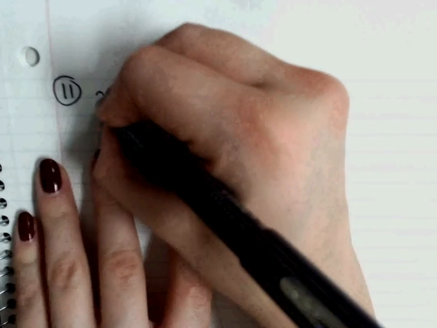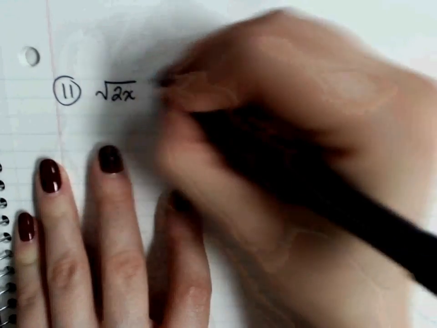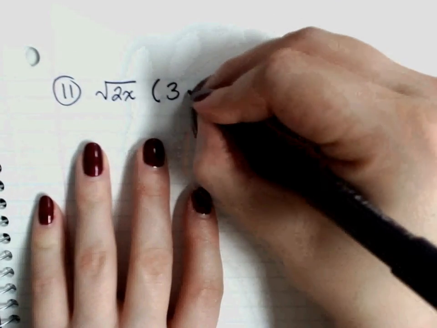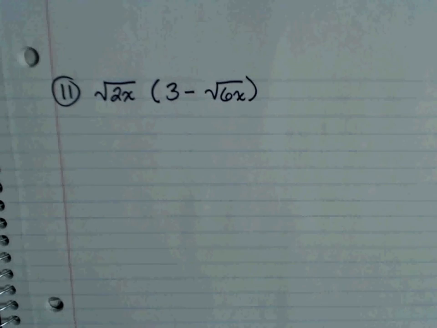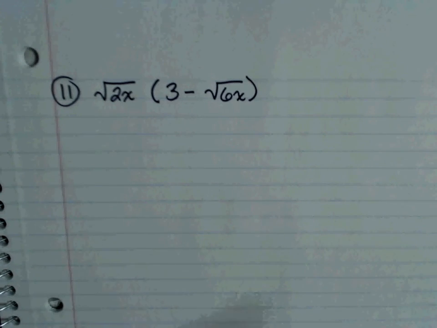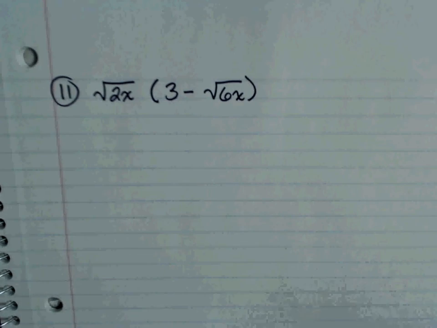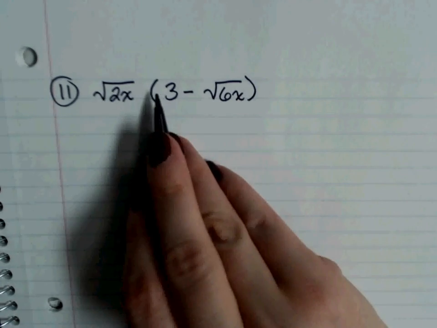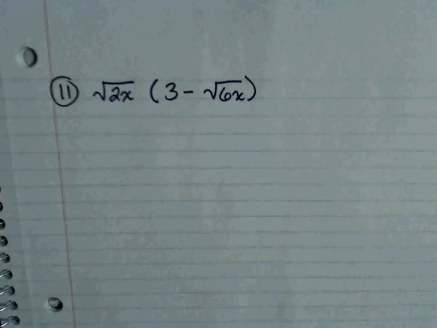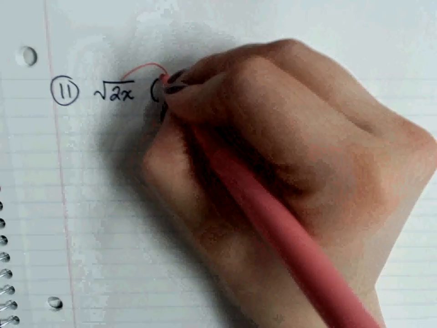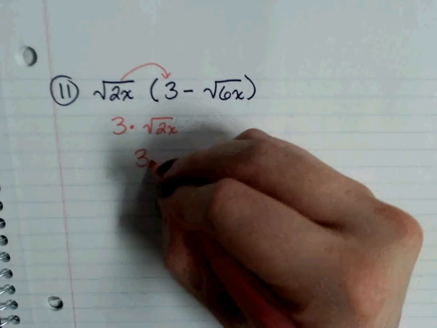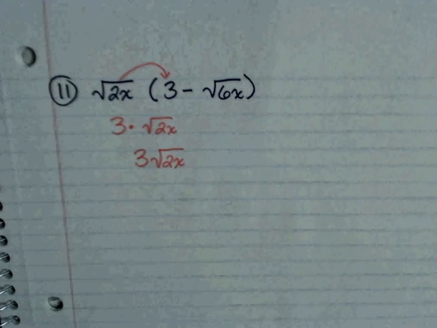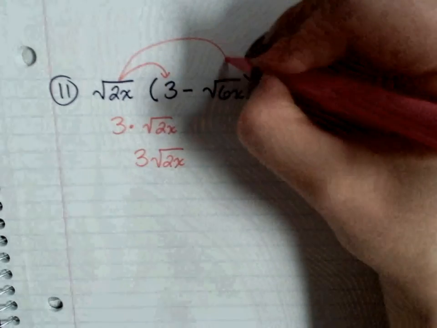All right. Shh. So let's say that we've got the square root of 2x, and we're multiplying it by 3 minus the square root of 6x. So I'll do this one with you guys because I want to have you get onto your assignment. But if we multiply square root of 2 times the 3, the 3 is going to have to go in the front. So we're going to have 3 times the square root of 2x. That's as simplified as that's going to get, 3 square roots of 2x.